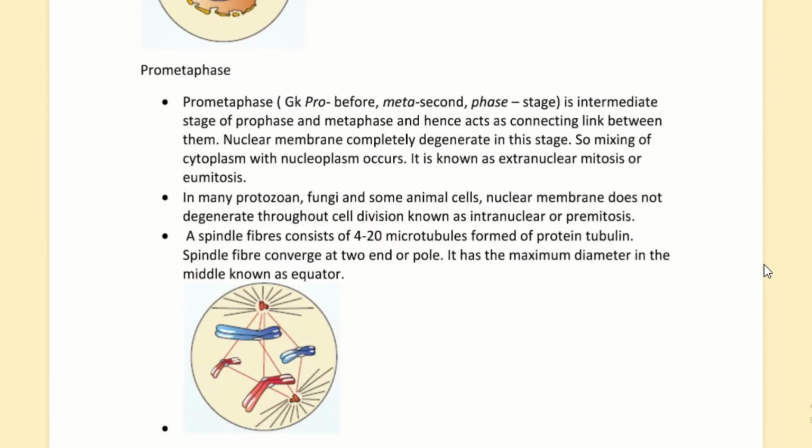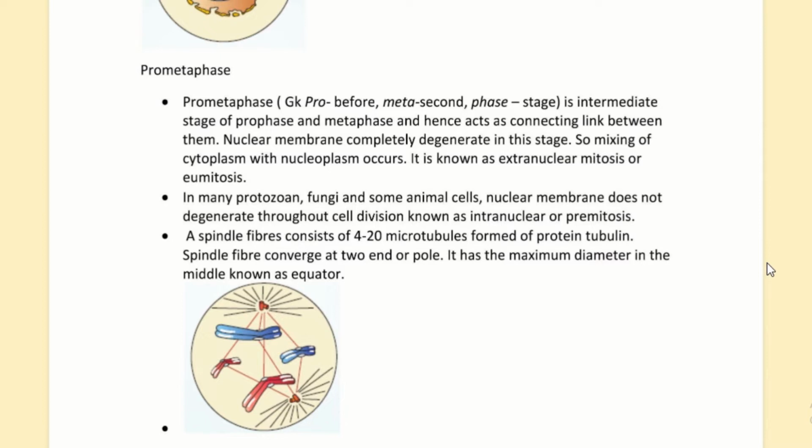Prometaphase: pro means before, so before metaphase there is a stage known as prometaphase. It is an intermediate stage of prophase and metaphase and hence acts as a connecting link between them. The nuclear membrane completely degenerates in this stage, so mixing of the cytoplasm with nucleoplasm occurs. It is known as extranuclear mitosis or eumitosis.